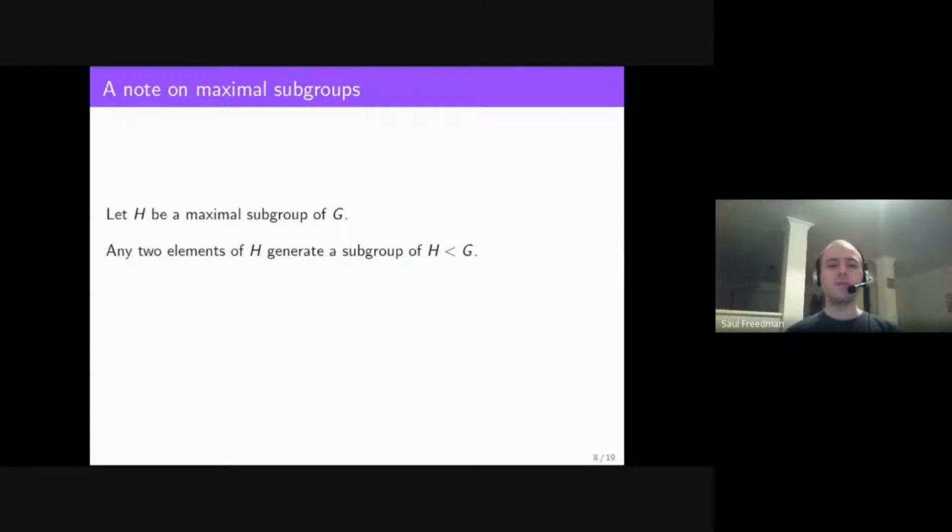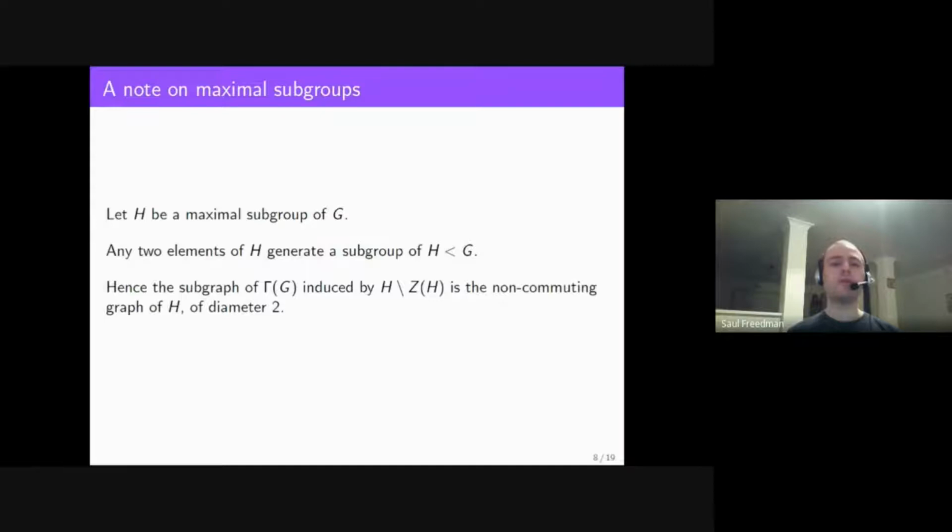So observe that any 2 elements of H generate a subgroup of H, which is proper in G. And so no 2 elements in H generate all of G. So this means that in gamma of G, 2 elements of H will be joined in the graph directly if and only if they do not commute. And so it follows immediately that the subgraph of gamma of G induced by the non-central elements of H is exactly the non-commuting graph of H, which has diameter 2.